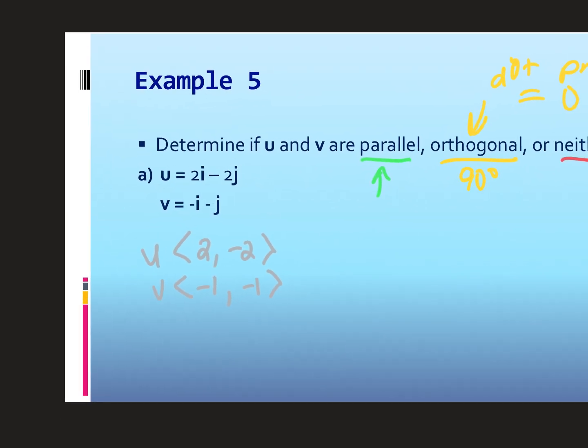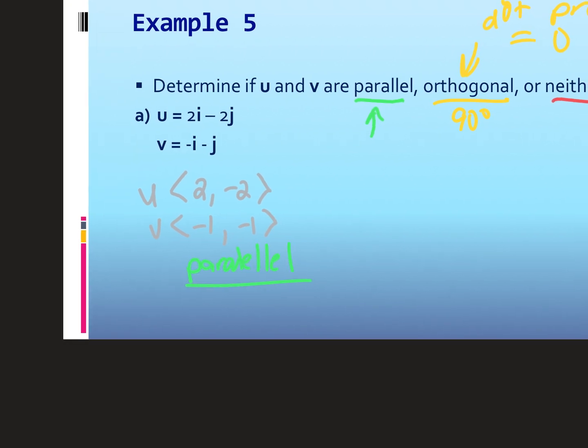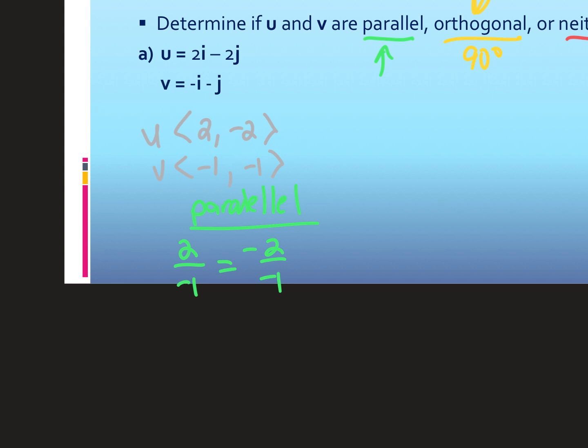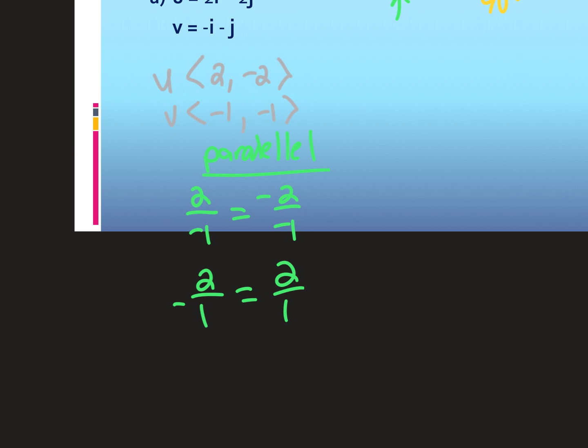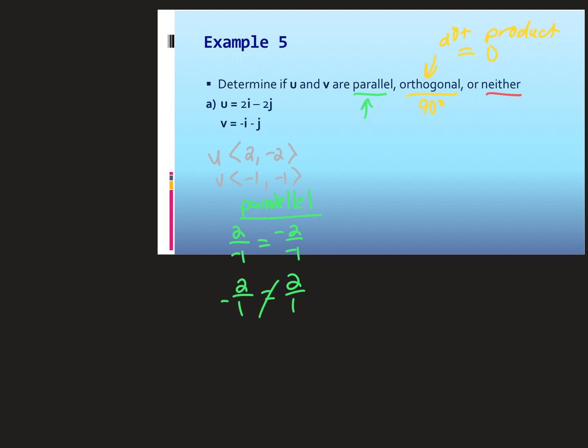So let's first check to see if these are parallel. So how do we check for parallel? You take the first over the first and set it equal to the second over the second. So simplify if you can. What I mean by that is 2 divided by negative 1 is still going to be just negative 2. And then negative 2 divided by negative 1 is going to be positive 2. So I look at this and I say, does negative 2 equal positive 2? No, it doesn't. So these vectors are not parallel.